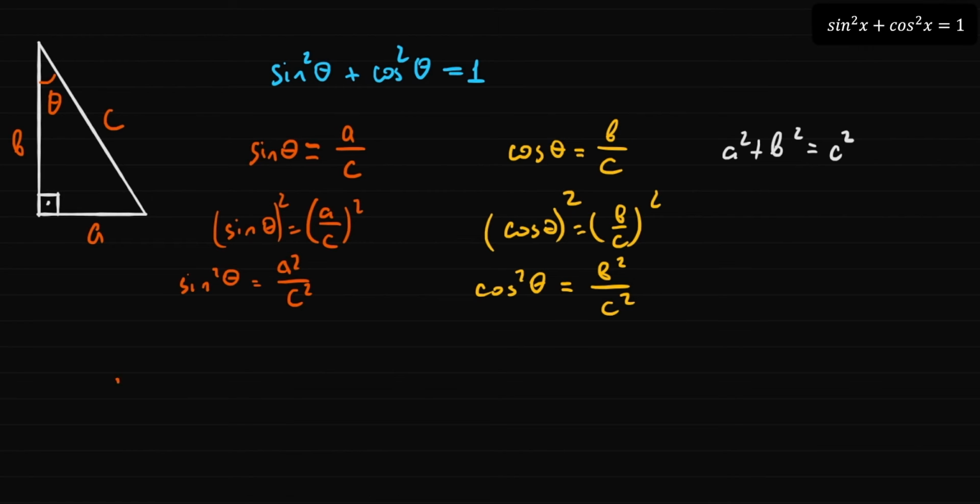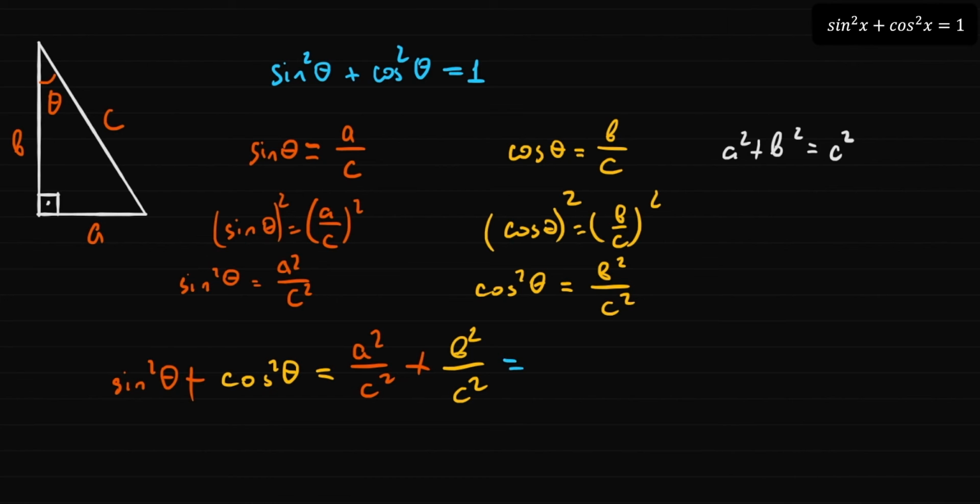So sine squared theta plus cosine squared theta. Well, let me do this in yellow. We know that sine squared theta equals a squared over c squared from here. And we have to add cosine squared theta to that. And we know that cosine squared theta is b squared over c squared. Let's write that down.